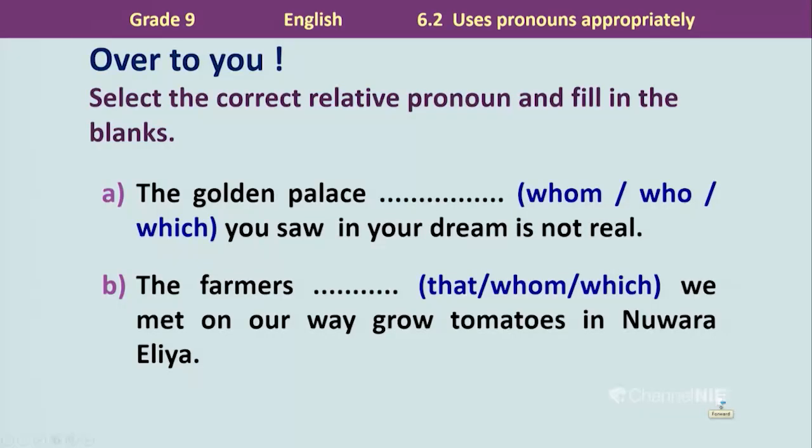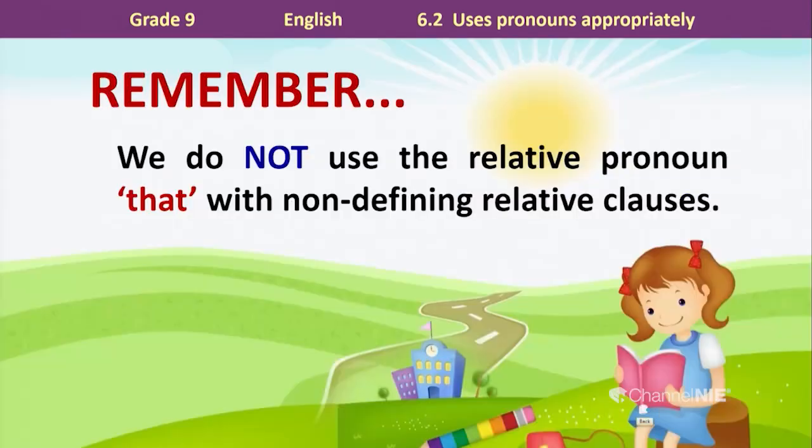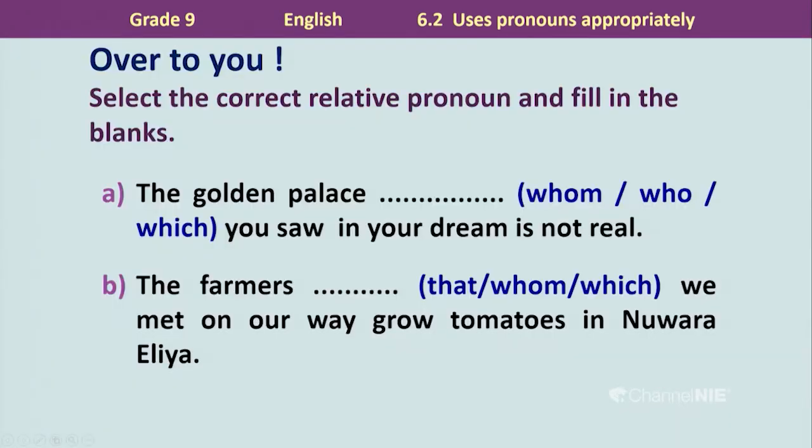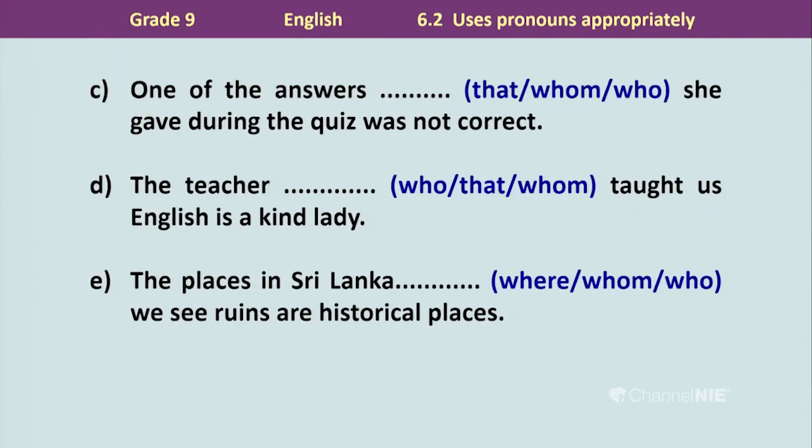All right. Then we have, this is over to you now. We will look at these and then select the correct relative pronoun and fill in the blanks. Shall we help them to do it? Ms. Niranji? The golden palace, blank, you saw in your dream is not real. You have three words, whom, who and which. The farmers, blank, we met on our way grow tomatoes in Norelia. One of the answers, blank, she gave during the quiz was not correct. The teacher, blank, taught us English is a kind lady. The places in Sri Lanka, blank, we see ruins are historical places. Now we have to choose the correct relative pronouns, right?